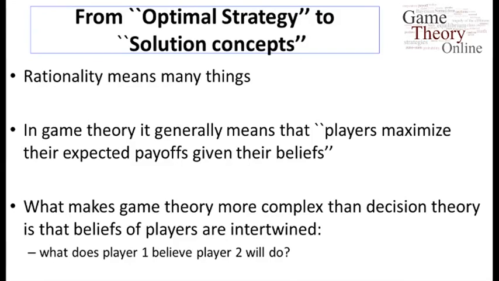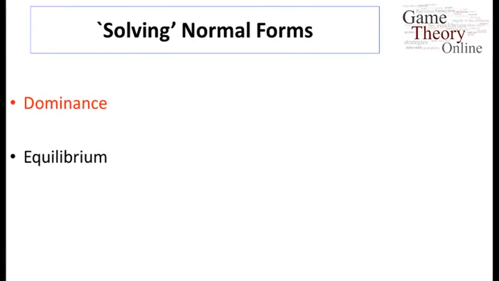But when we have multiple agents, which is the stuff of game theory, things get interesting. Let's think about it. When I think about what might be the case, that depends on what other people do. And what other people do depends on what they think might be the case, which in turn depends on their estimate of what I will do. So we have these beliefs intertwined, and that's what makes life interesting. We'll be looking at several solution concepts.